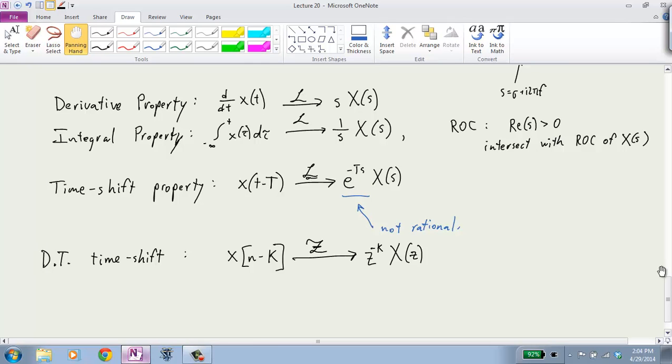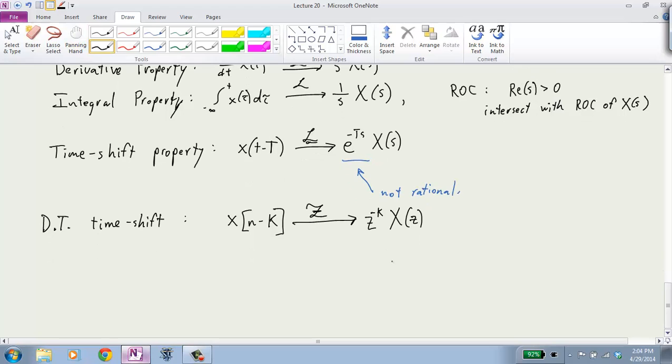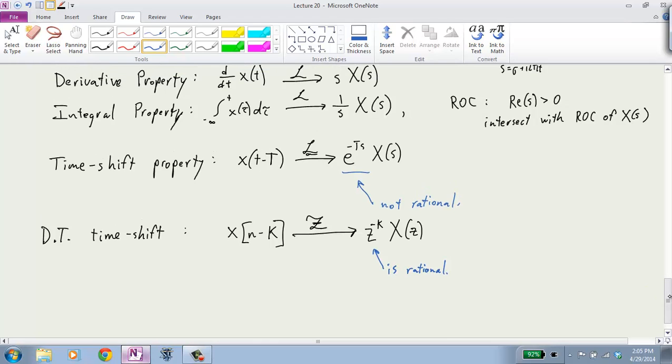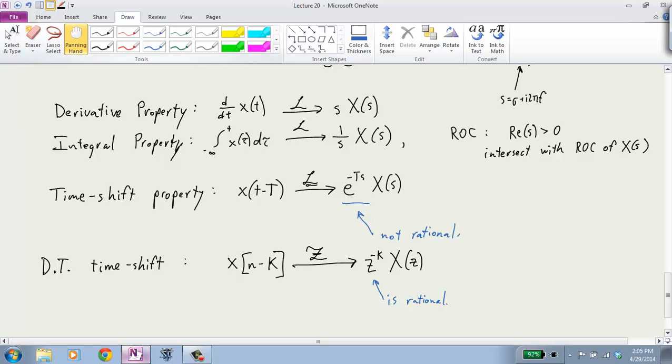However, in this case, this is going to show up in the types of cases we're interested in because this is rational in z. In fact, one of the reasons why it's important that the z transform is defined as it is is because many important z transforms that we look at will be rational with the correct definition of the z transform that we've learned. So in other words, these time delays will be cases we care a lot about in discrete time.